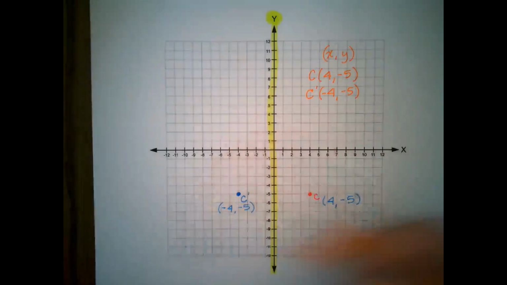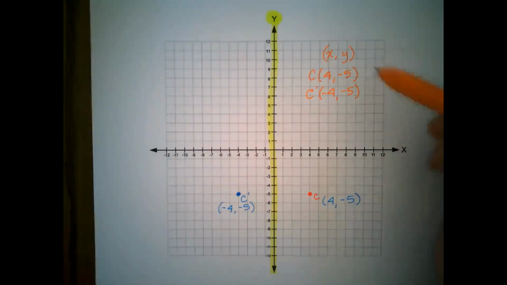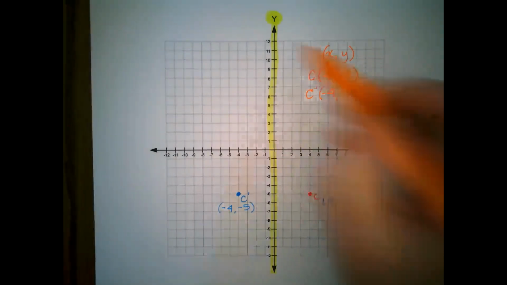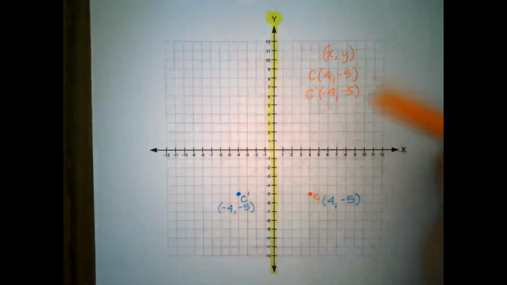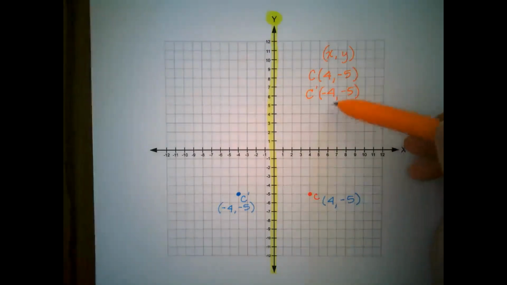So if you didn't even have a graph, you could do this very simply by keeping the y value the same when we reflect over the y-axis and taking the x value and making it its opposite.